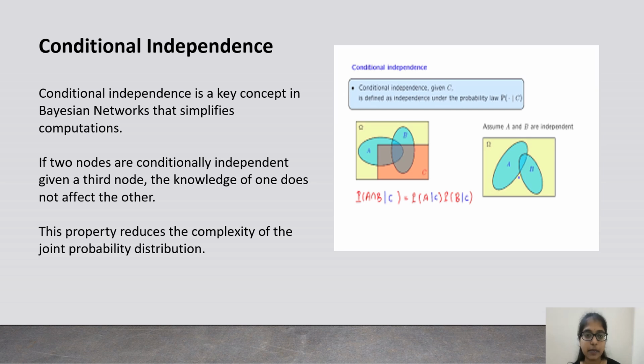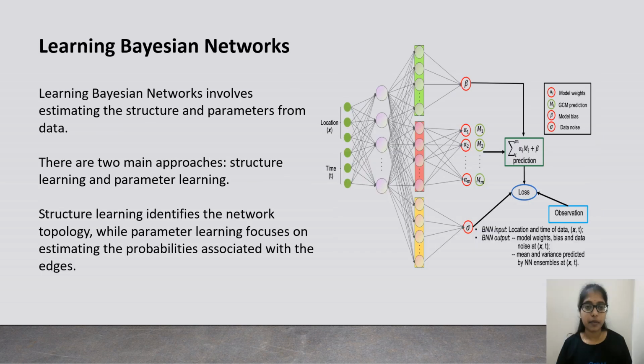Conditional independence. Conditional independence is a key concept of Bayesian networks that simplifies the computations. If two nodes are conditionally independent, given a third node, the knowledge of one does not affect the other. This property reduces the complexity of the joint probability distribution.